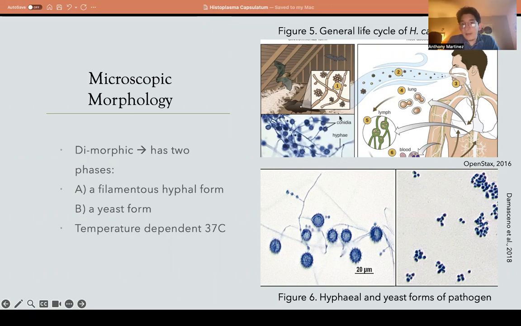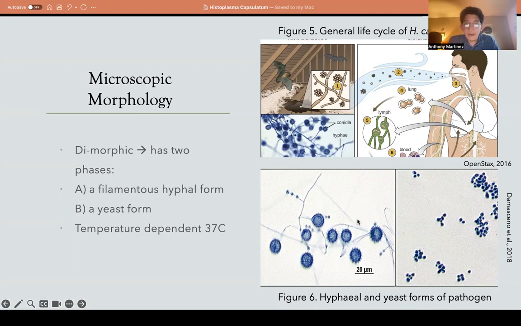Once these conidia become airborne, as you can see here, they're usually inhaled by, in this case, a human or other mammalian host or avian host. It makes its way to the lungs, and then the change in temperature from ambient temperature to inside of the mammalian, or in this case, human host, is actually the trigger event for the change in morphology. So it goes from this filamentous form to this yeast form here. And the yeast form is what's actually pathogenic in humans.